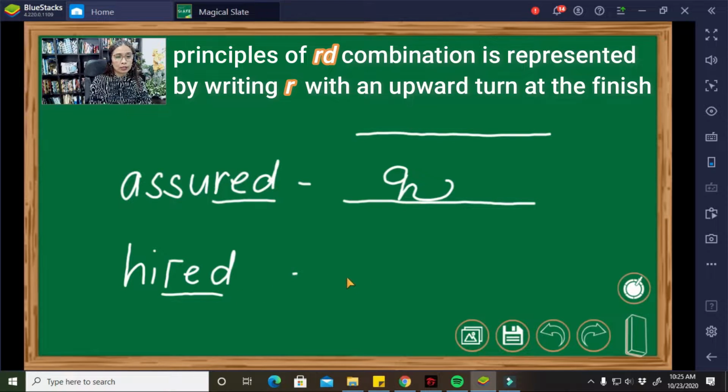That is our new lesson. So we have the sounds of H, I, and RD. A broken circle for I, and then an RD combination there, just turned. And put a dot here. So that is hired.